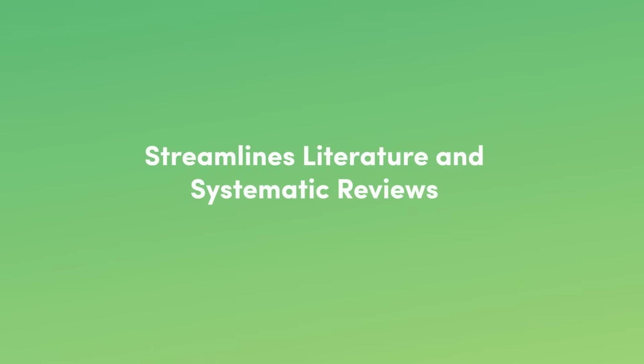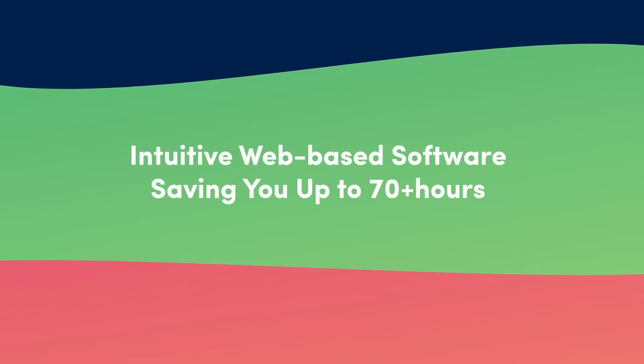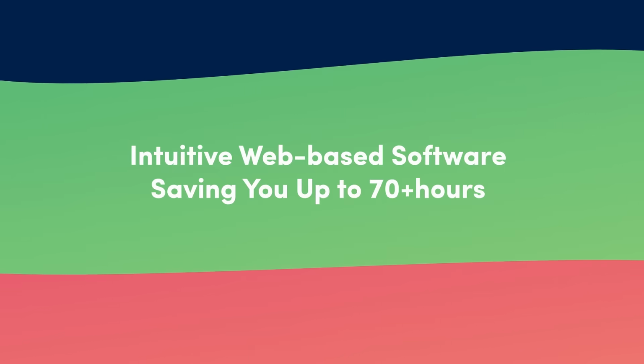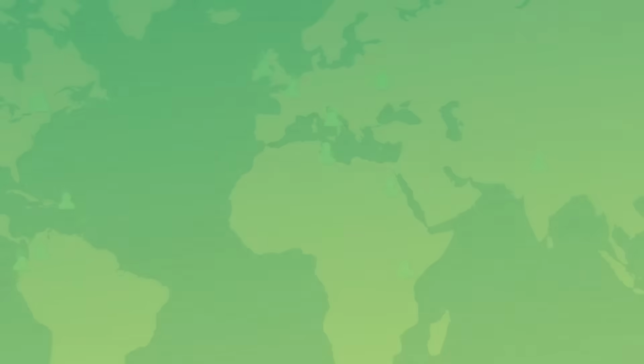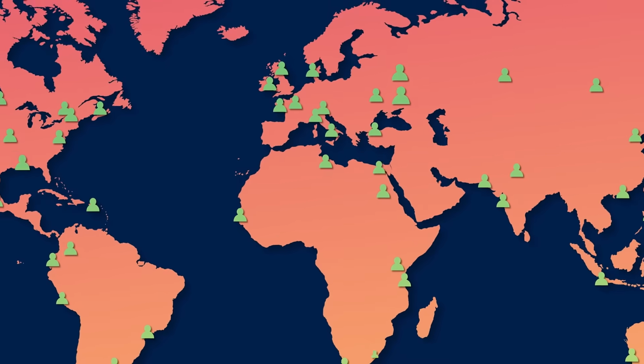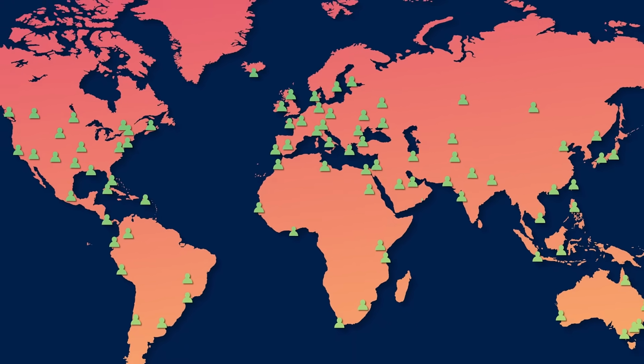Covidence is a web-based software that streamlines literature and systematic reviews, saving you time, and hopefully tears, on your review. Our intuitive platform has been designed by researchers for researchers, and we are now proud to support over 200,000 researchers and over 200 leading organizations around the world.